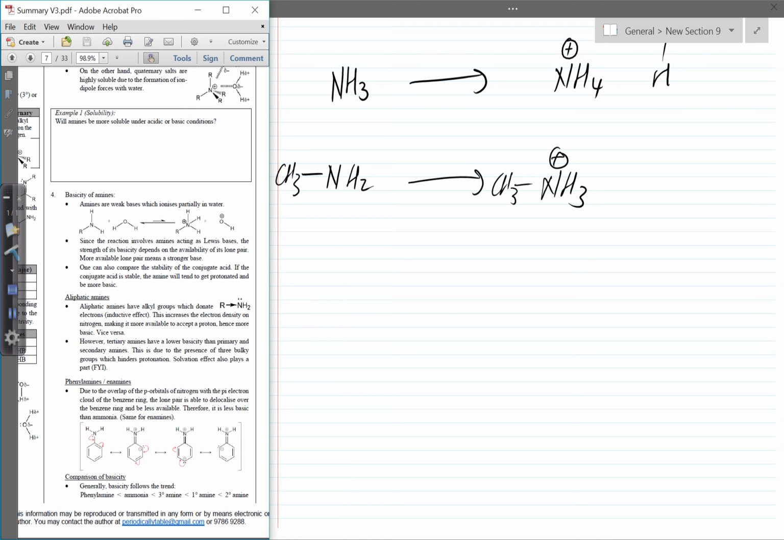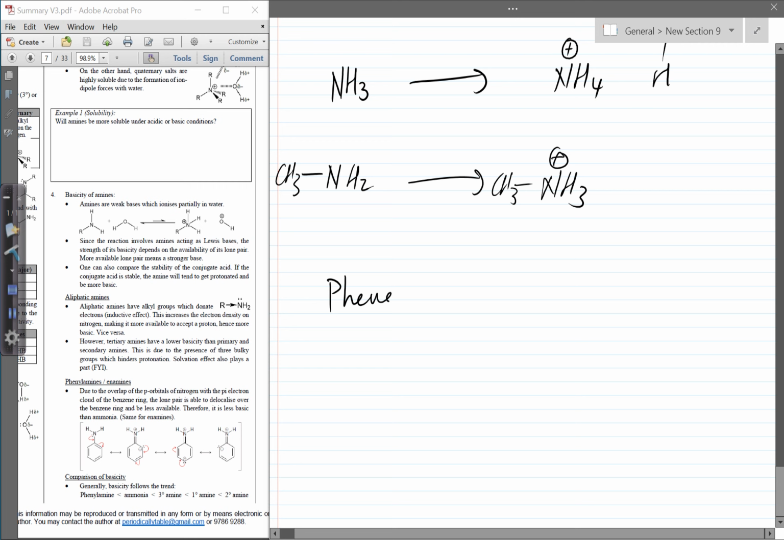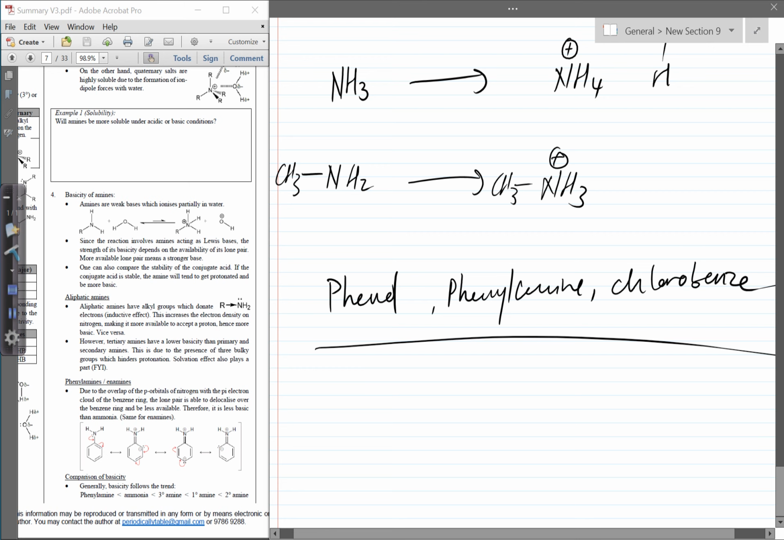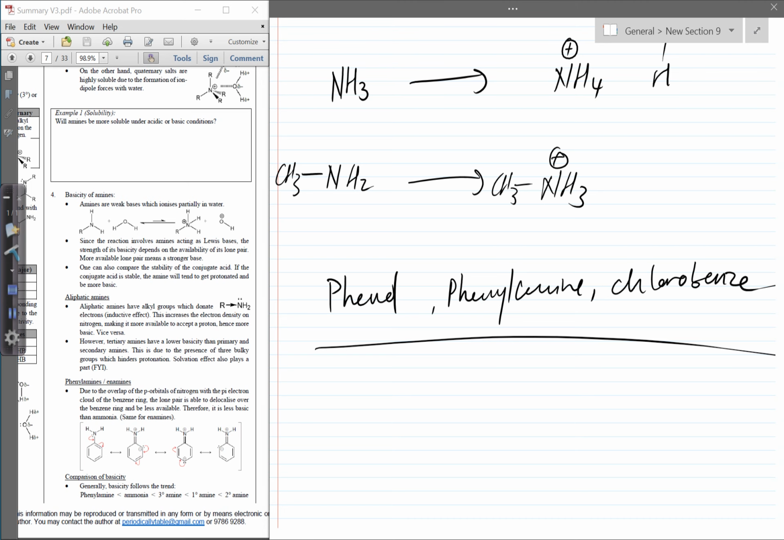So take note. And lastly, for phenylamines and enamines, due to the overlap of the p orbitals, it's always the same kind of explanation, right? For your phenylamine, and for your chlorobenzene, why their properties are like that, it's always the same. The p orbital overlaps sideways, delocalized, and so on. It's always the same explanation. So due to the delocalization, the electron density is lowered on your nitrogen, so that's why it's the least basic.